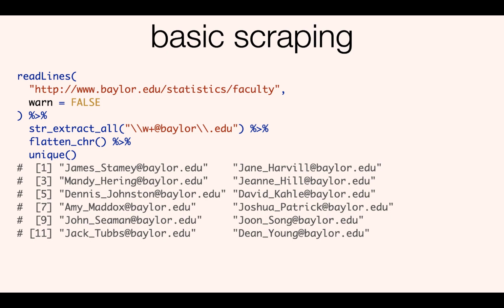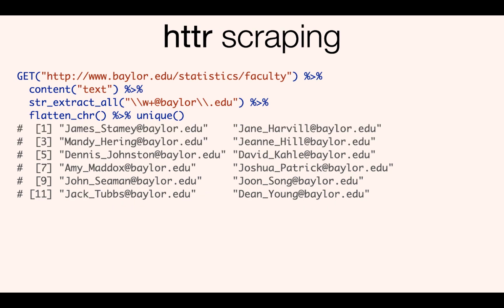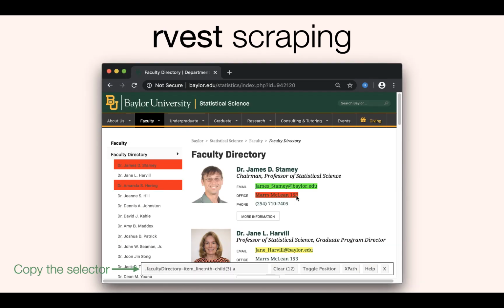This was one of our first examples using just pure readLines and stringr. When we used httr, we were able to pull the web page down in kind of a cleaner way, pull out the content with text, and then use string processing. If we want to use rvest, we need to actually use SelectorGadget to figure out what the CSS selectors are that we want. Okay, so I navigated to the web page.